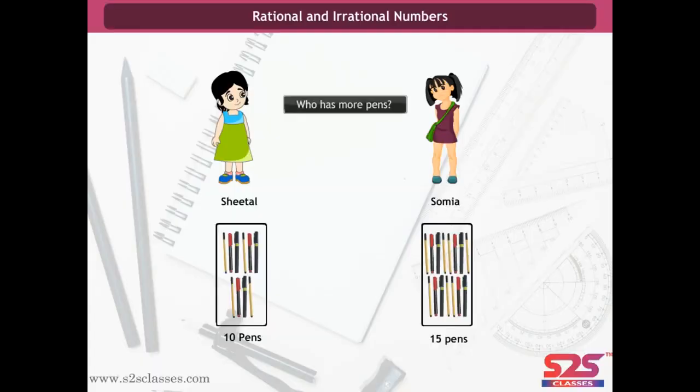Who has more pens? Soumya. But how can we get the answer? Simple. Compare the number that they had imagined. What will happen if there is no number? Simple questions would be practically unanswerable. Number is of huge importance in our daily life.